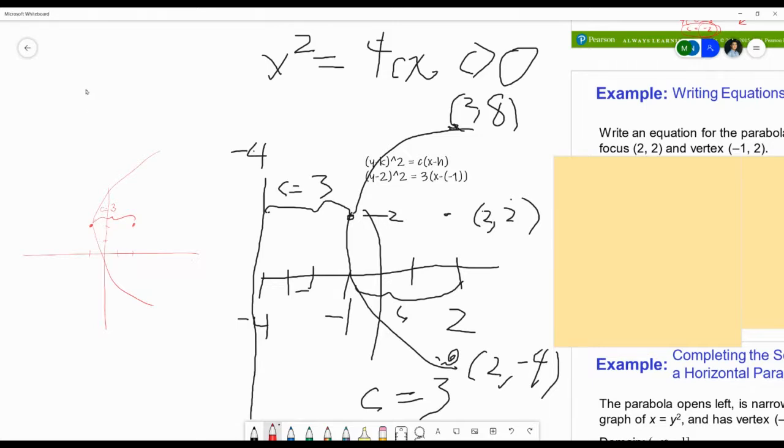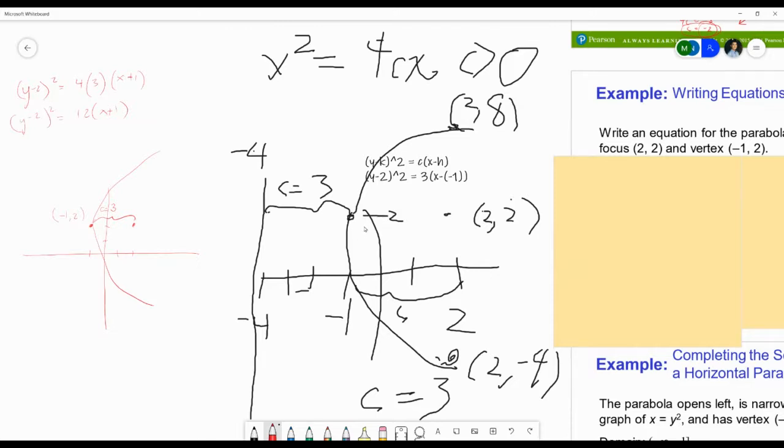Okay, so I have c is 3. Vertex is at -1, 2. Opens up to the right, so that means y is squared. We have 4 times c, which is 3, times x minus, what's my vertex? -1, so x plus 1. And this y right here is -2. So you should get y minus 2 squared equals 12 times x plus 1. Is that what you said? Okay.